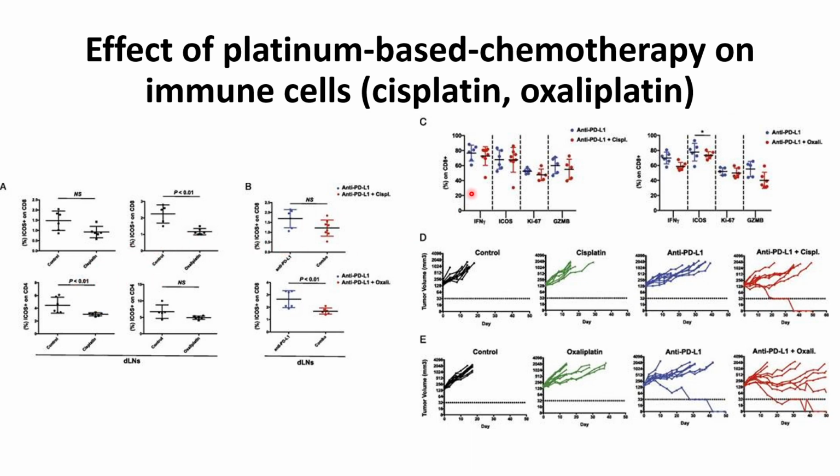And when they check the tumor analysis, the CD8 plus analysis in the tumors, they can see the differences. That is, for cisplatin, there is not a significant difference that has been observed in the tumor infiltrating T cells, whereas in the case of oxyplatin, they can see a significant decrease in the case of these ICOS cells.